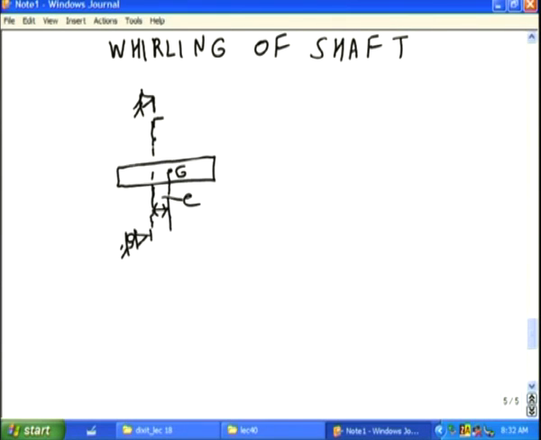Now, this is in the static situation. The eccentricity is e, the shaft is supported on this. Now, supposing the shaft starts rotating, then because of the eccentricity, the centrifugal forces get set in.